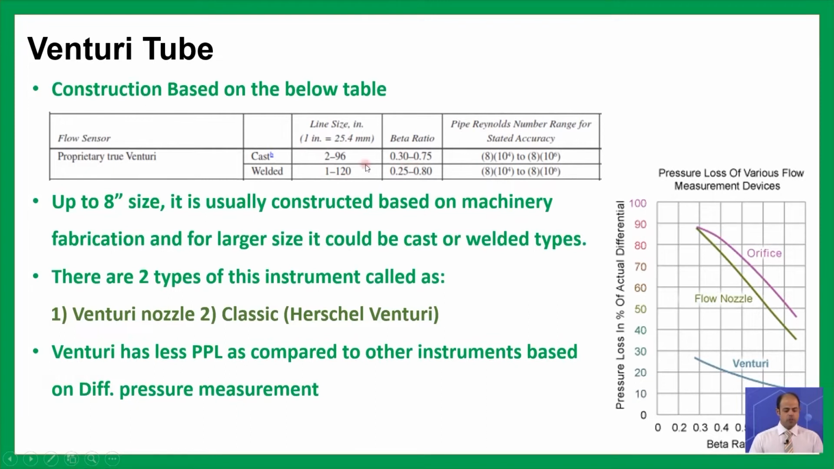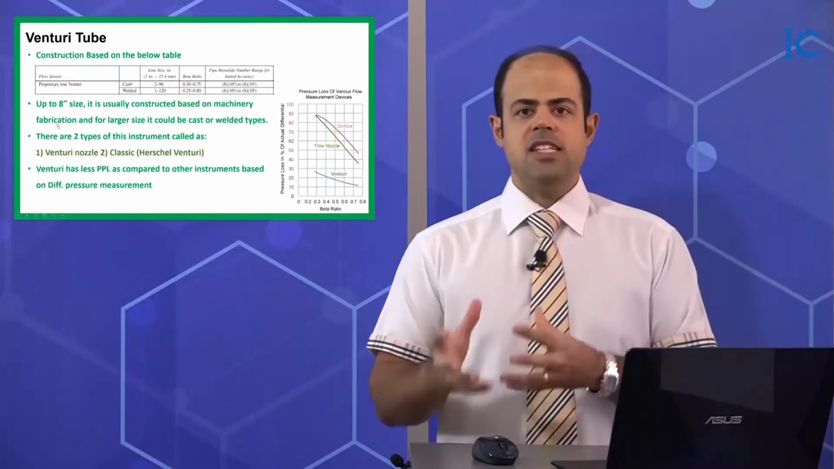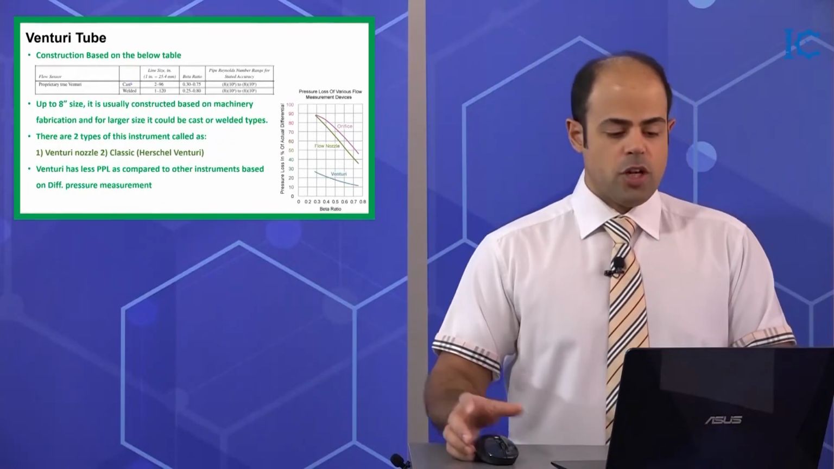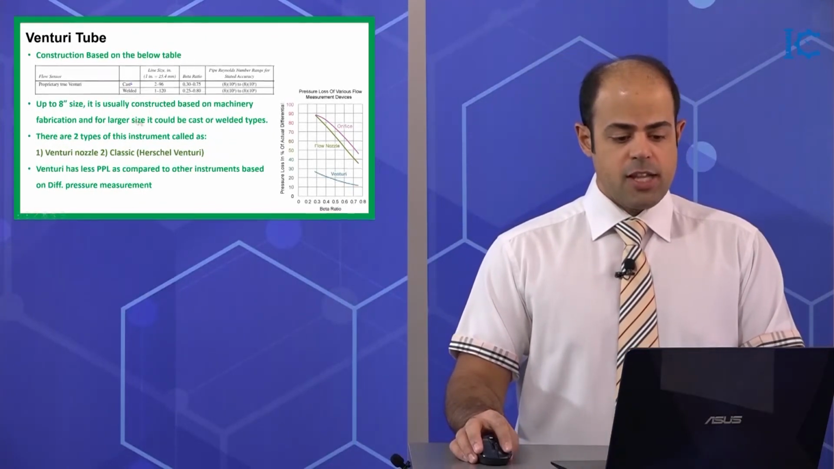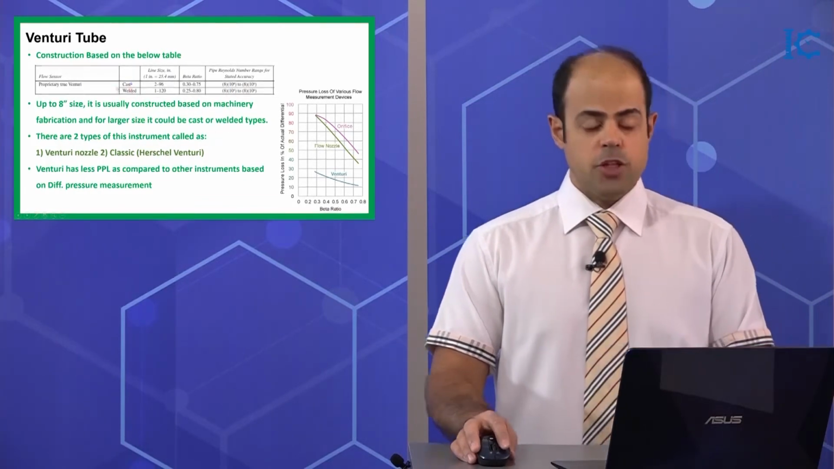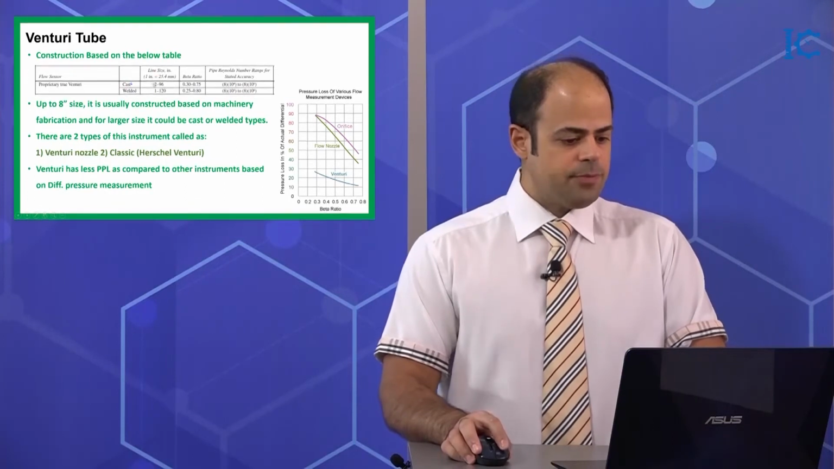The beta ratio for these devices has been written here, so you can see that. And I told you that up to 8 inches, this device is usually constructed by machine fabrication. It means that, for example, by means of CNC or things like that, you are able to construct this one. But for larger sizes, it could be cast or welded types, which I mentioned in the aforementioned table.